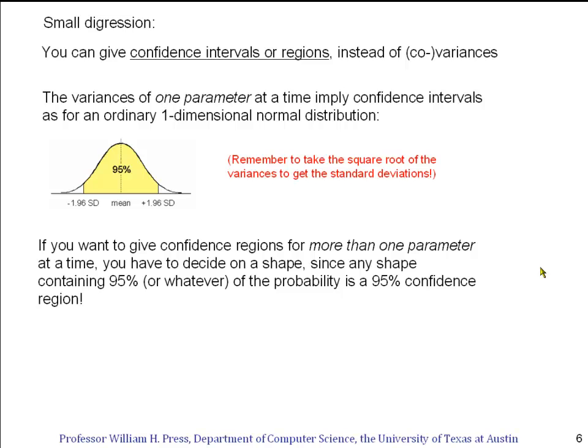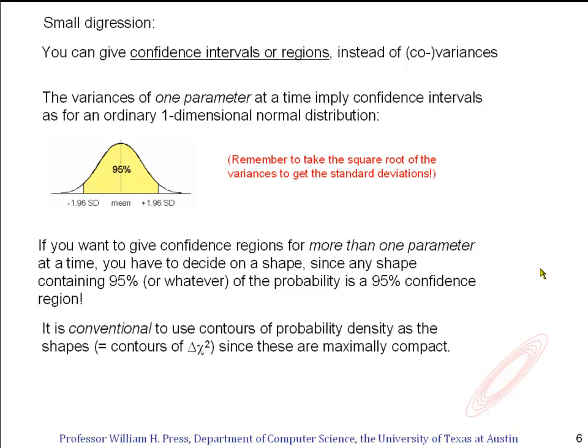And if you think about it, you'll see there's no unique region because you can move the regions around a little bit as long as you keep including 95% of the probability. So all of those would be, in principle, equally good 95% confidence regions. However, there's a convention in use. The convention is to use contours of the probability density as the shapes, and you look for which one of those contours contains 95% of the probability.